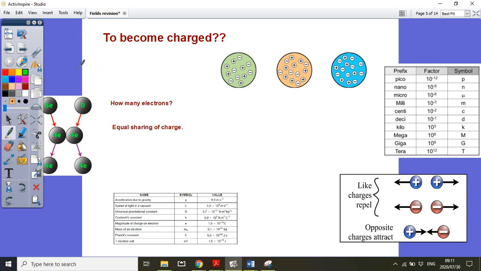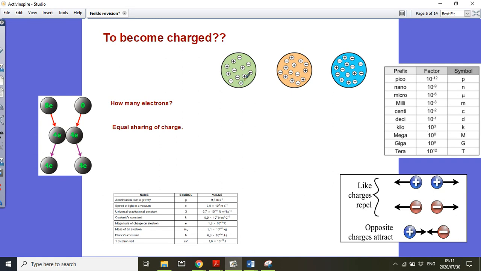Now, from previous grades, you needed to realize why something gets charged. So to get charged, the only particle that can leave an object, I'm hoping that you remember, is an electron. So if you look at a neutral object, you have equal amounts of protons and electrons. So this would be our neutral object. Now, if you look at this one, there's still 1, 2, 3, 4, 5, 6, 7, 8 protons. And if you look at the electrons now, there's 1, 2, 3, 4, 5, 6.